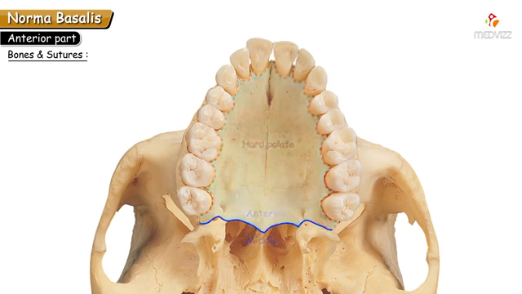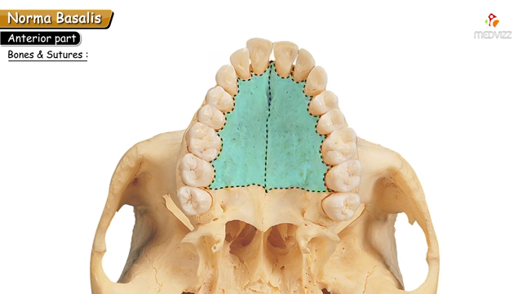Let's see more features about anterior part. So, looking on the posterior border here, it is identified by a projection which is known as posterior nasal spine. And let's see the bones contributing to the formation of hard palate. Anterior 2/3 of the hard palate is formed by palatine process of maxillae.